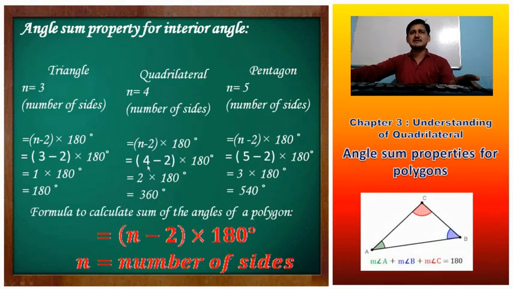Okay. The next example is for a pentagon, where the number of sides is 5. So (n minus 2) into 180 degrees, (5 minus 2) into 180 degrees. When we subtract 2 from 5, we get 3, and when we multiply 3 and 180 degrees, we find 540. So the sum of the interior angles in a pentagon is always 540 degrees. Okay, so this is the formula to calculate the sum of the interior angles of a polygon. This formula is very important for you. Keep it in your mind.